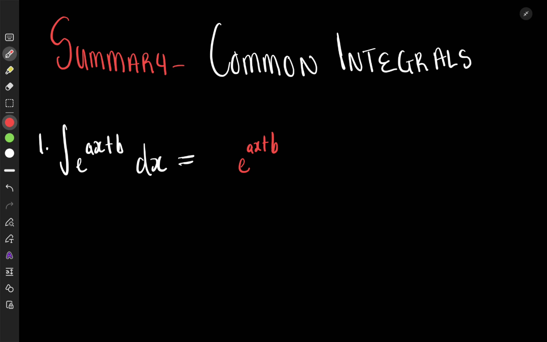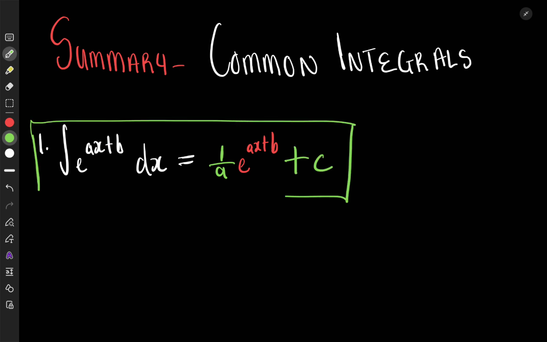Then I divide by the derivative of the inside, which is the derivative of ax plus b. This is 1 over a. It's like you divide by the derivative of ax plus b, which is a, and to divide is like to multiply by 1 over a. So that is why we multiply by 1 over a. Then you put your constant of integration c, and you're done with the first one.